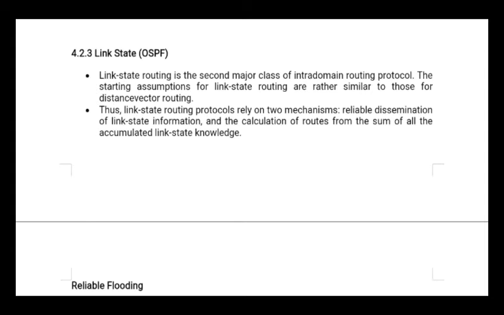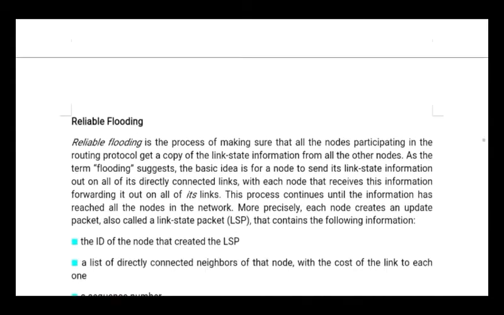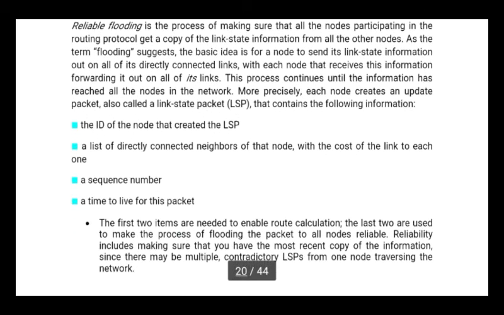Now, building link state packets. Once the information needed for exchange has been collected, the next step is for each router to build a packet containing all the data. The packet starts with the identity of the sender. The packet contains the ID of the node that created the LSP, a list of directly connected neighbors of that node, the cost of the link to each one, and the sequence number.